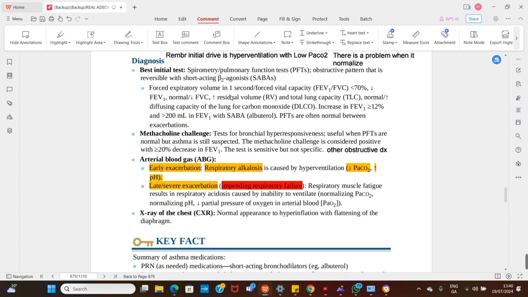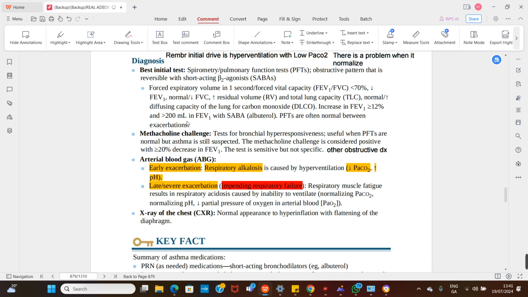You notice that after you have given your SABA, the FEV1 will increase by 12% in terms of percentage change, or the volume increases by 200 mL. So if you measure the percentage increase, it's usually equal to or more than 12%. The raw volume increase is usually more than 200 mL with SABA, with your albuterol. So that's in keeping with asthma.